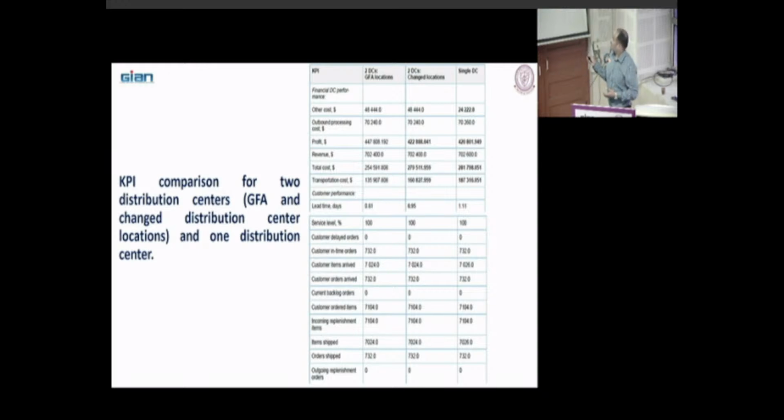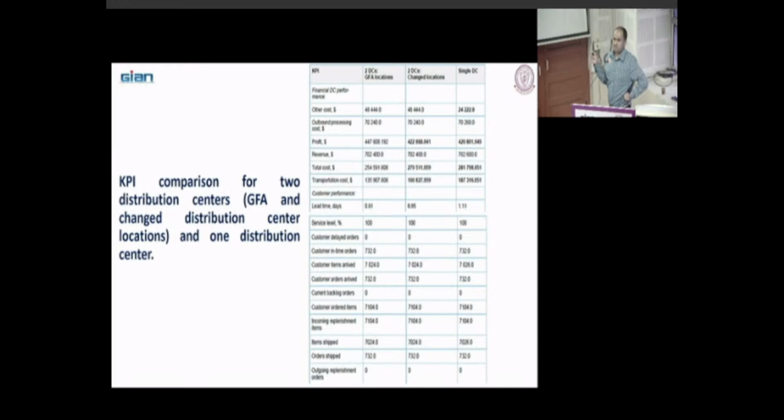Okay. Then profit, you can see it reduced here. Revenue is the same. Total cost increased here. Lead time again increased. Service level, this is without back order, 100% because it doesn't allow any back order. Customer delayed orders, have you delayed anything? No, zero. Then customer in-time orders. In all three cases, we managed to satisfy the orders on time. Why was it? What is the reason behind that?